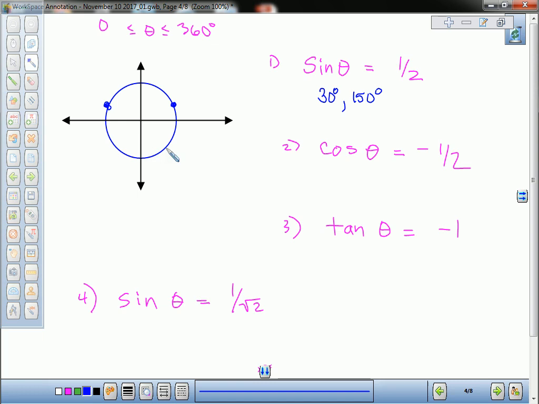But we know that we can have positive angles if we go in a counterclockwise direction, or negative angles if we go clockwise. So what would a negative angle that's equivalent to 150 be? Negative 210. So negative 210 would get us there. What would be a negative angle that would be equivalent to negative 330?